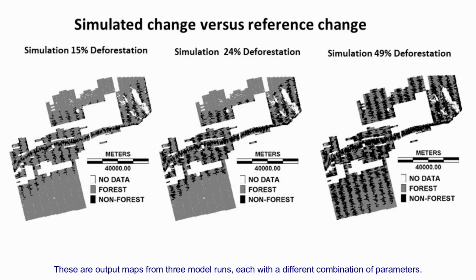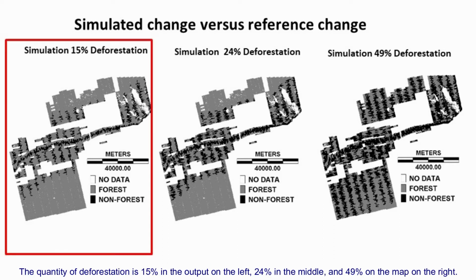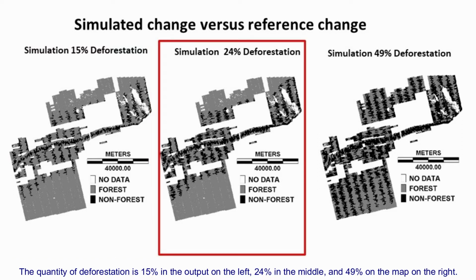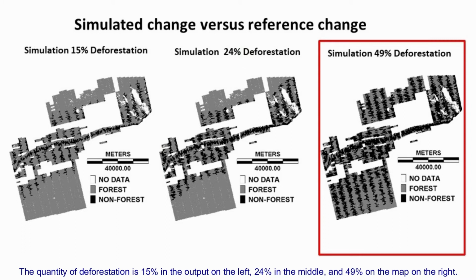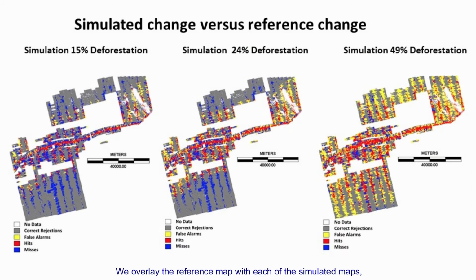These are output maps from 3 model runs, each with a different combination of parameters. The quantity of deforestation is 15% in the output on the left, 24% in the middle, and 49% on the map on the right. We overlay the reference map with each of the simulated maps, which produces one of 4 possibilities for each pixel. A miss is where the reference map shows change and the simulation map shows persistence.